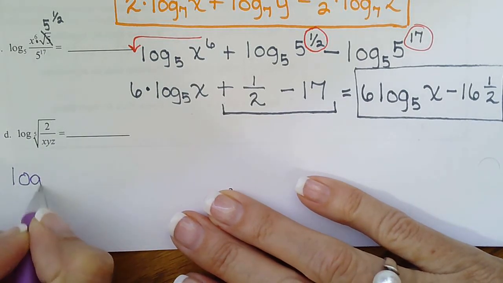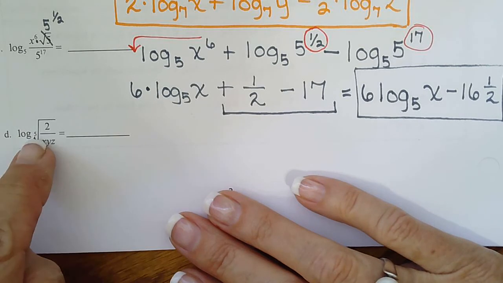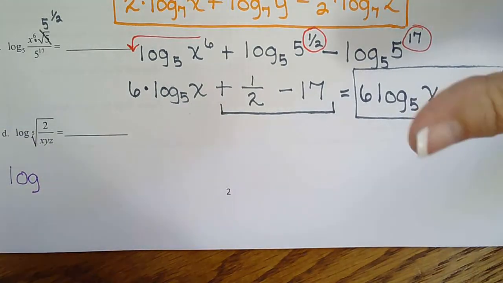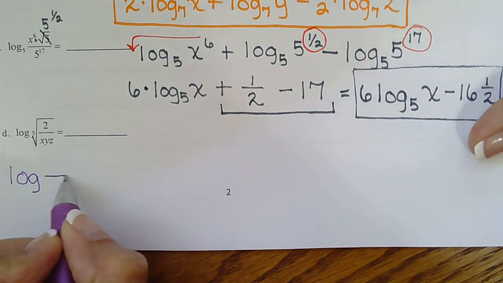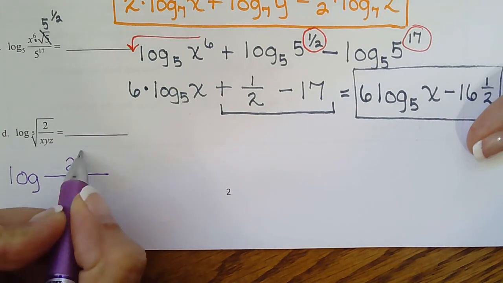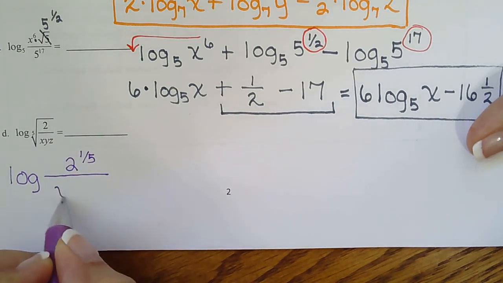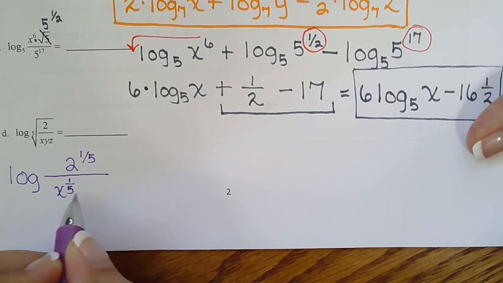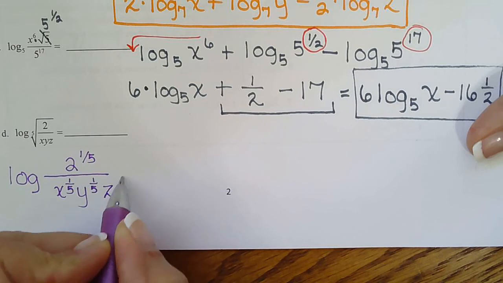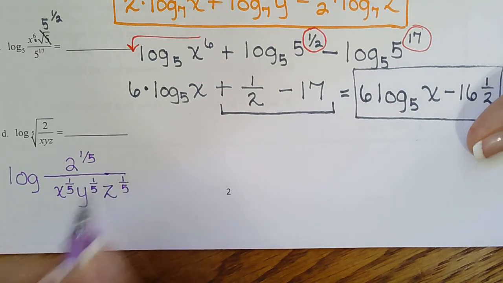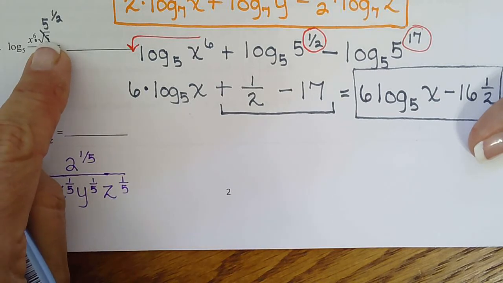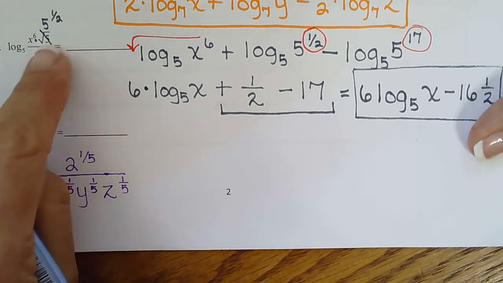So we could write this as log. Notice the log has no base, and remember how we learned in the last section that just means it's base 10. That doesn't mean we have to write it in, but just know that there's an imaginary 10 down there. So this would be 2 to the 1/5, x to the 1/5, y to the 1/5, z to the 1/5. So that's the problem written without radicals, turning it into an exponent, just like we did up here.